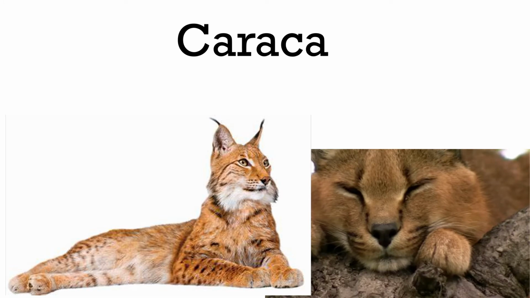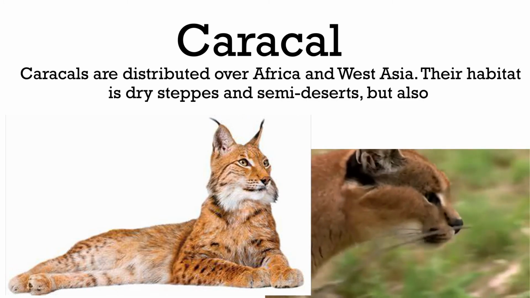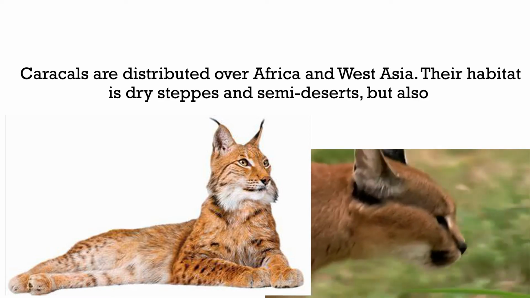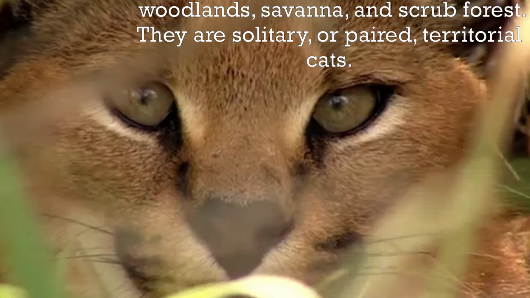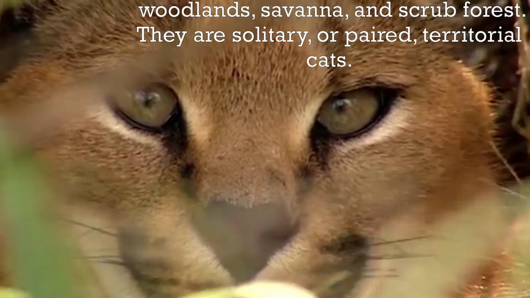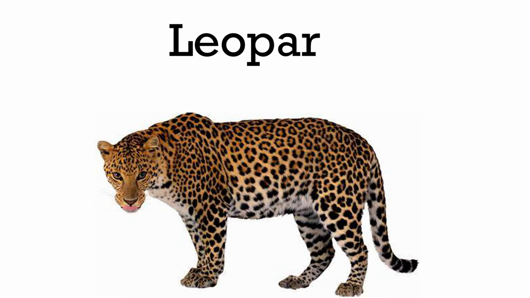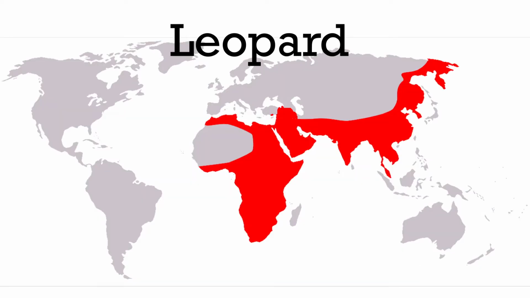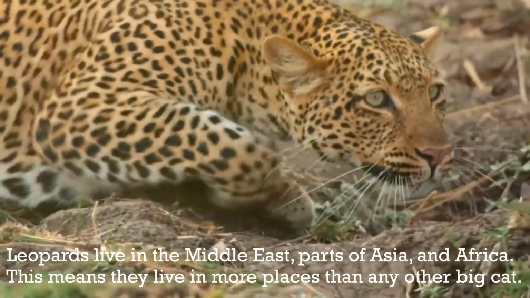Caracals are distributed over Africa and West Asia. The habitat is dry steppes and semi-deserts, but also woodlands, savanna, and scrub forest. They are solitary or paired territorial cats. Leopards live in the Middle East, parts of Asia, and Africa. This means they live in more places than any other big cat.